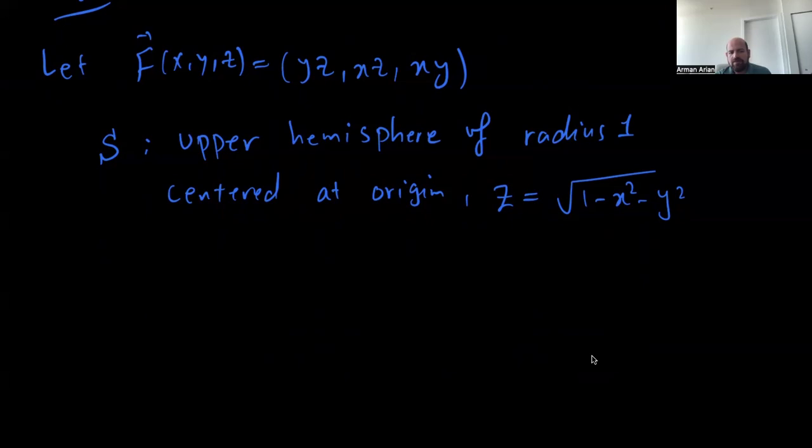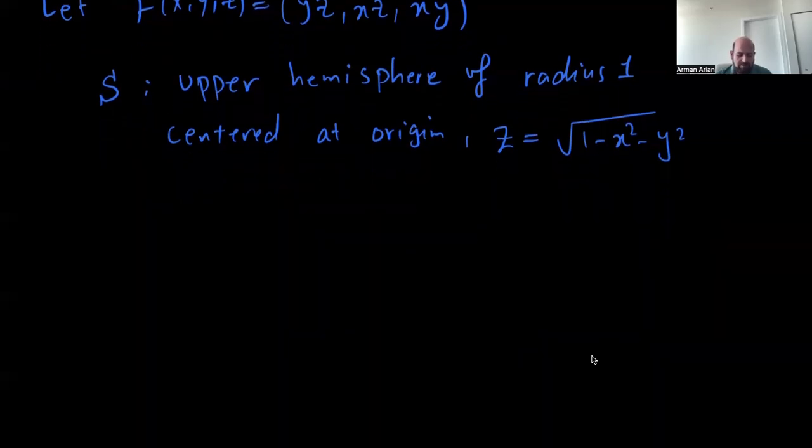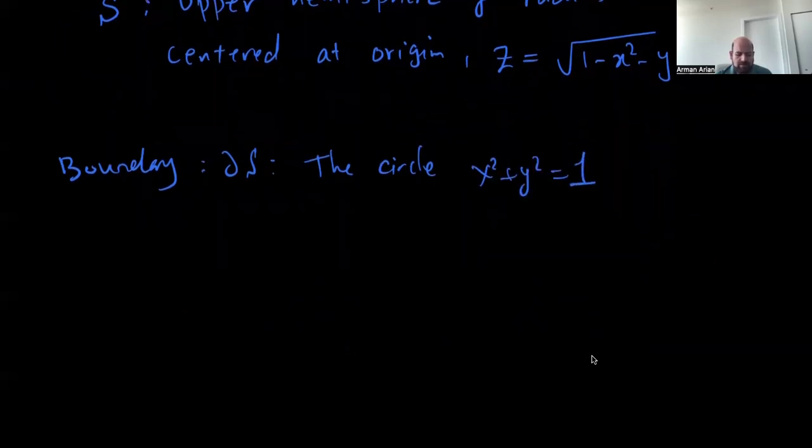That would show the upper hemisphere, and z equals minus root 1 minus x squared minus y squared would be the lower hemisphere. So we do have a surface, we have a vector field F, and boundary. What about the boundary of S? So this would be the circle x squared plus y squared equals 1. So let's again verify Stokes theorem.